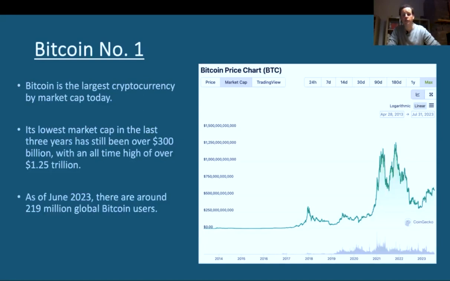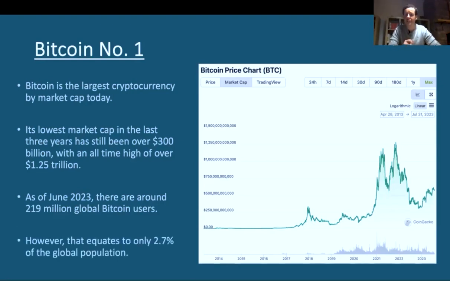As of June 2023, there are around 219 million global Bitcoin users. So you'd think that's quite a lot of adoption, 219 million global users. However, that actually equates to only 2.7% of the global population. So when we're thinking about adoption of Bitcoin, are we there yet?